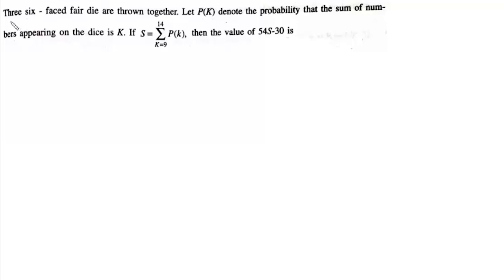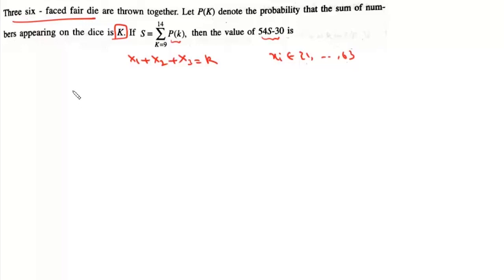Now here the question is, 3 six-faced square dice are thrown together. Let pk denote the probability that the sum of numbers appearing on the dice is k, and this summation k varies from 9 to 14, pk, then find the value of 54s minus 30. Now suppose the number on the first die is x1, on the second die is x2, and on the third die is x3, and the sum must be equal to k, where each xi can take a value from 1 to 6. Now since each x has a minimum and a maximum, we'll solve this question using the binomial theorem.